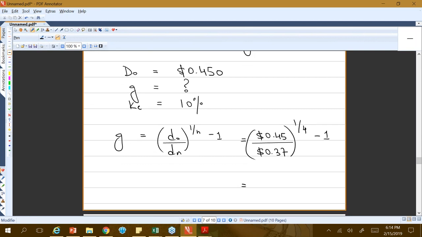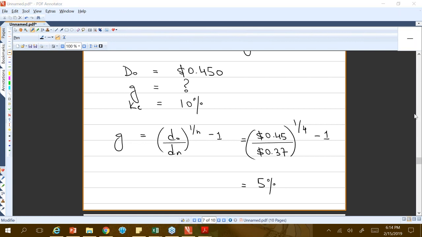So let's work this out. What do we get? Yeah, so we get 5%. So we're getting here 5% as the growth. The 5% is what we're getting here as the growth.